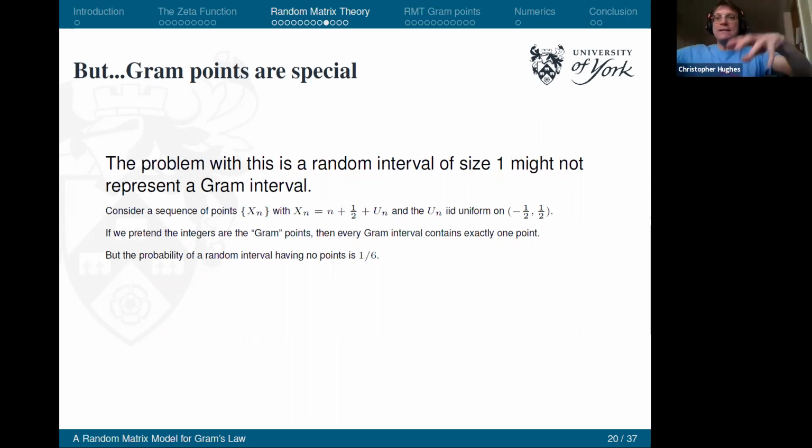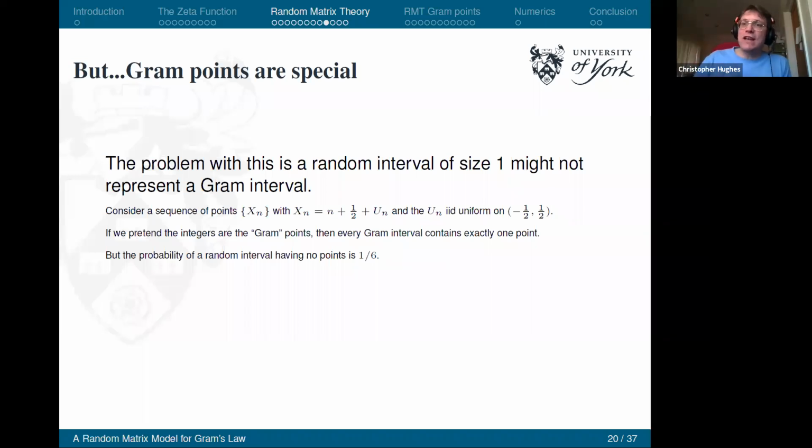And it's not impossible that when I put my points down, they were outside. So this one was too far to the left on that side. This one was too far to the right on this side, and it misses my randomly chosen interval. And if you work your way through, you get a probability of a random interval having no points inside it of 1/6, despite the fact that on the Gram intervals, it always happens. So that's a toy model, but it demonstrates that one does need to be careful.